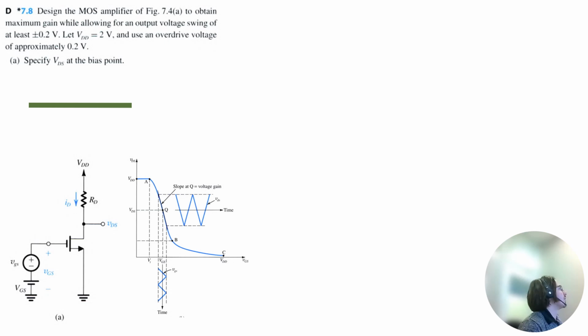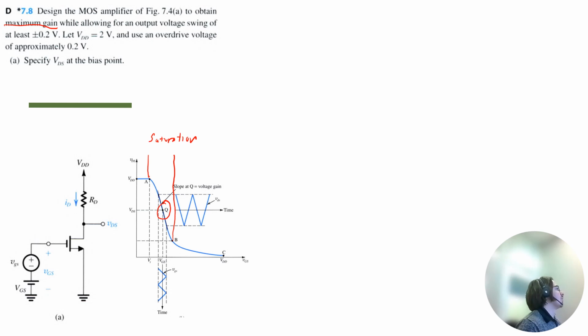Part A asks to specify VDS at the bias point. So first we need to identify what point we're actually going to be working with. Between A and B on this curve, this is the voltage transfer curve. This is the saturation region, which is where we want the MOS amplifier to be operating. Because we want maximum gain, we want to be at this point Q, because we're going to achieve maximum gain while allowing for an output voltage swing.